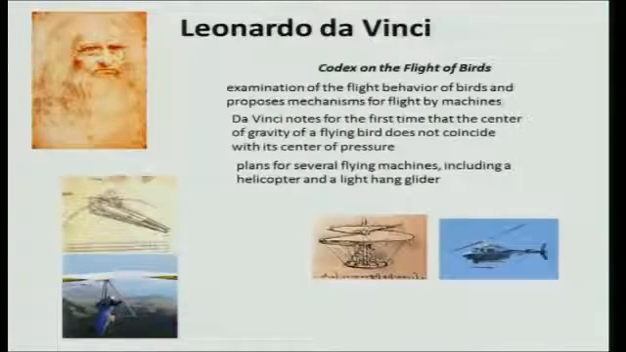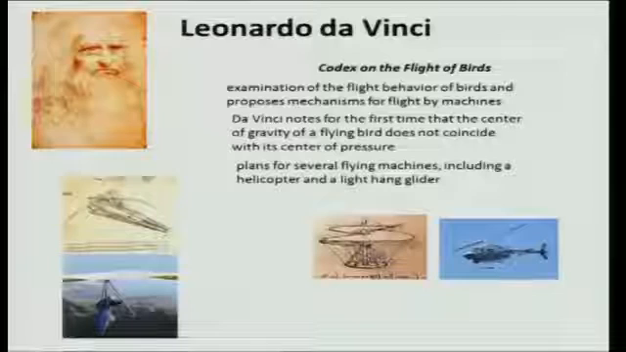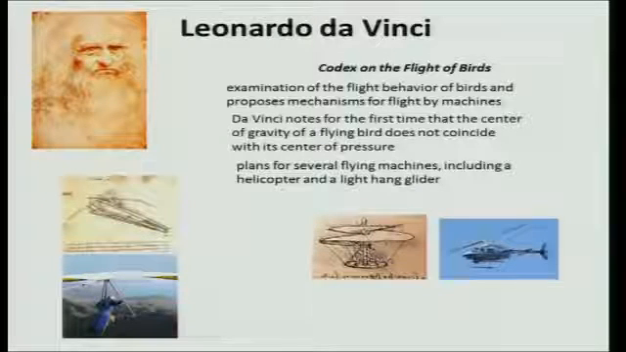Then the history of flight is incomplete without talking about this man, Leonardo da Vinci. He wrote a manuscript called Codex on the Flight of Birds. Here what he did was he examined the flight behavior of various types of birds and then proposed mechanisms for flight by using machines mimicking the birds. So, Da Vinci for the first time noted that the center of gravity of a flying bird does not coincide with the center of pressure.